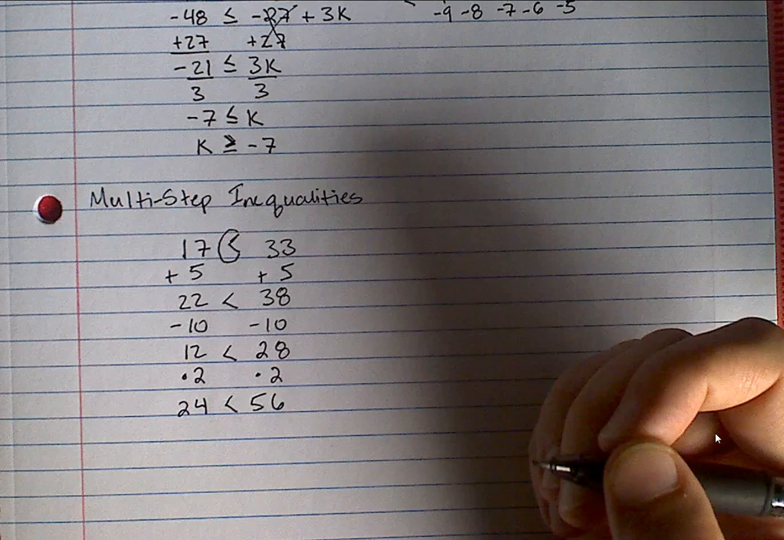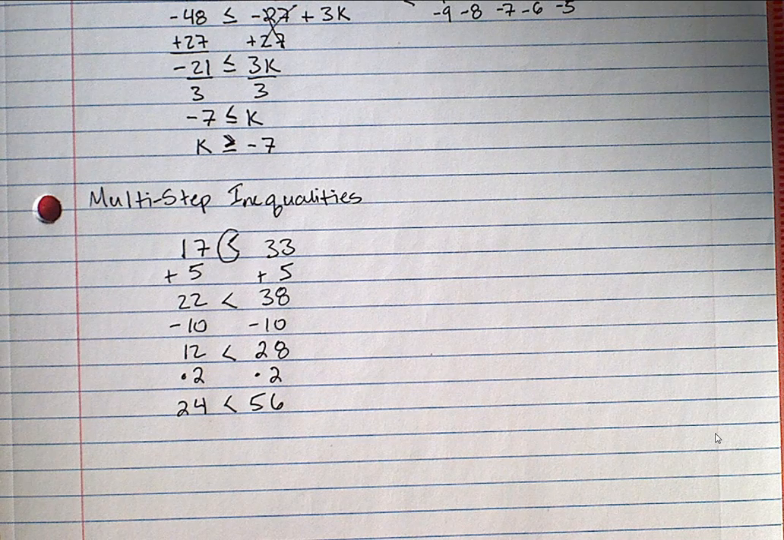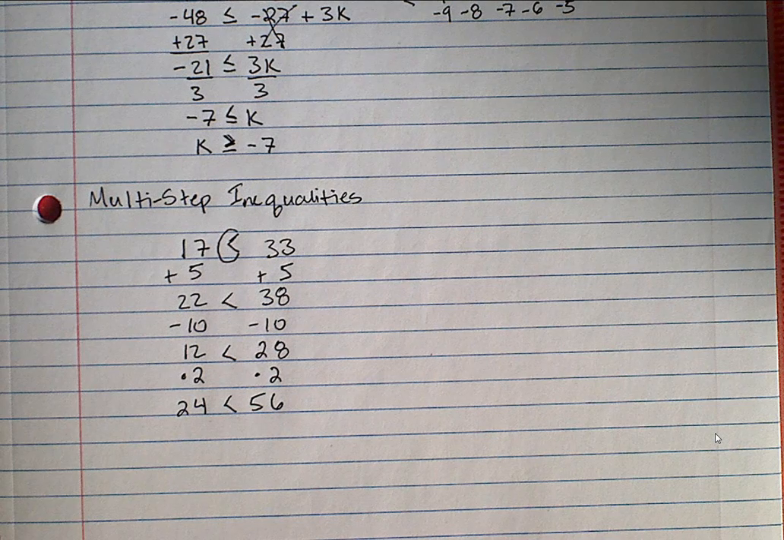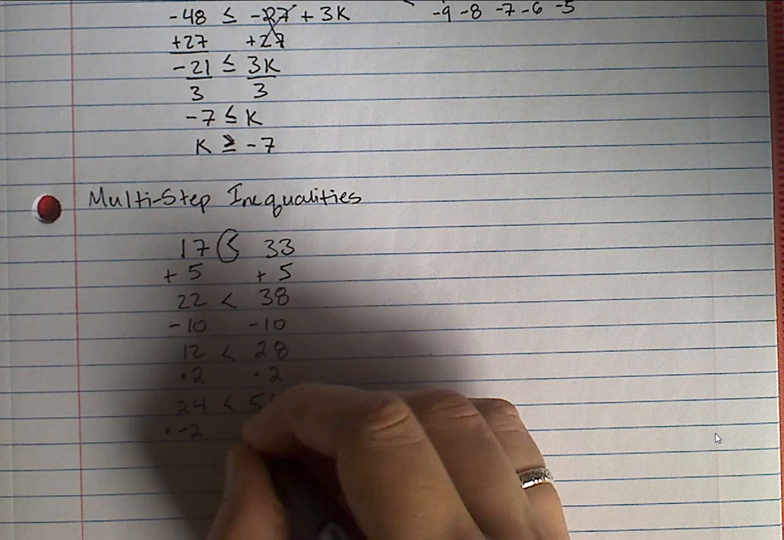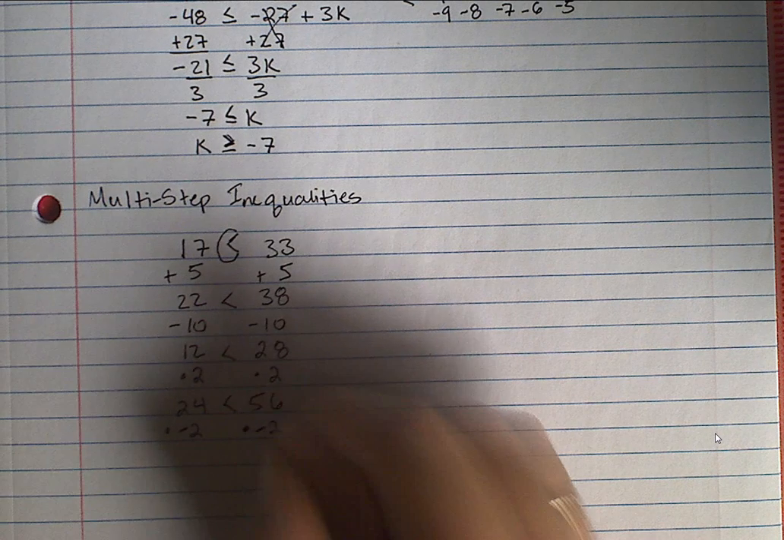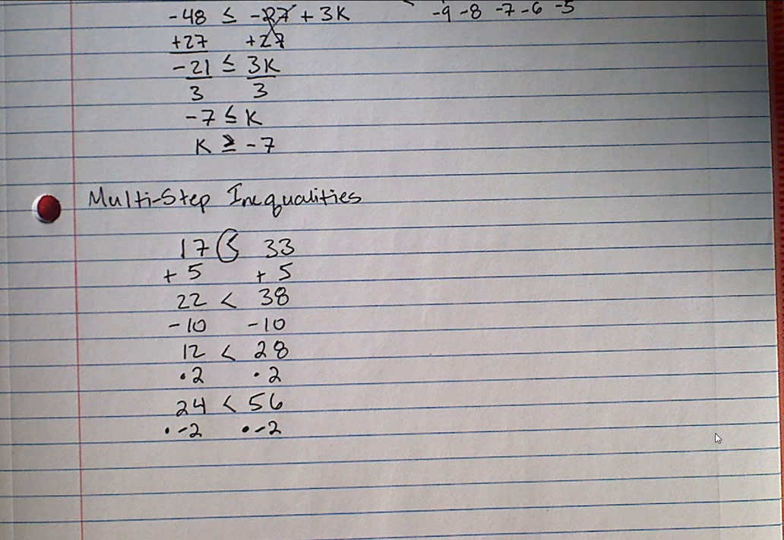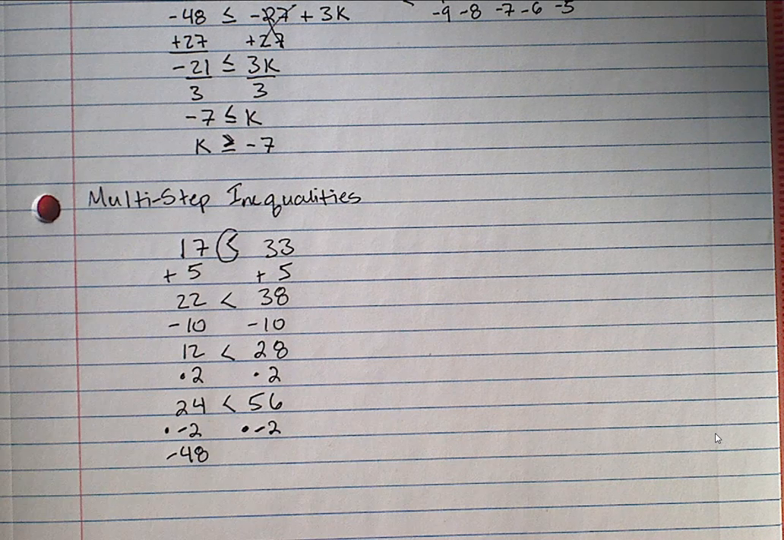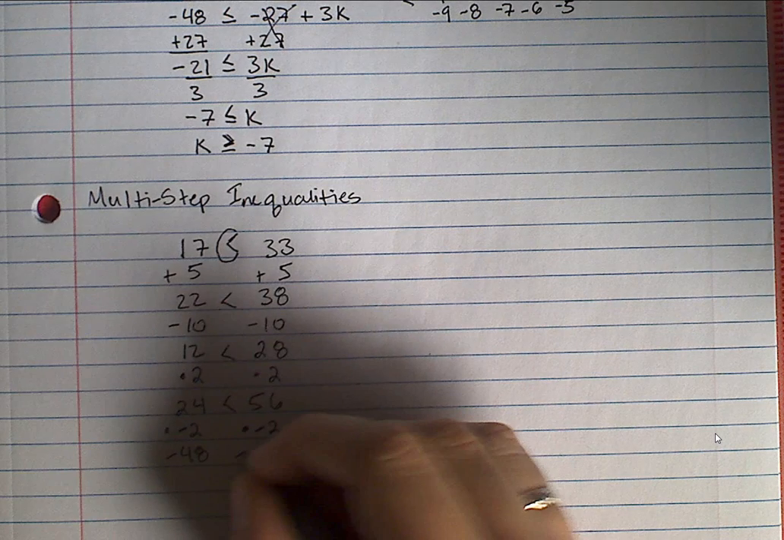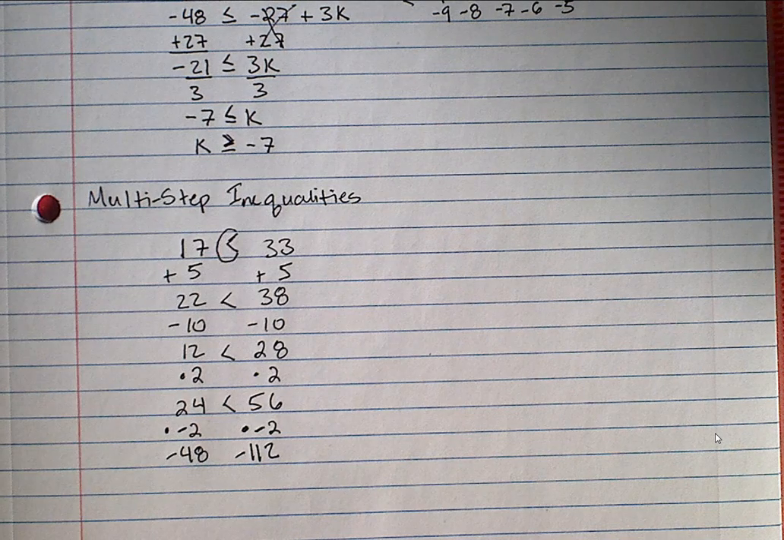All right. Now, let's do something real wacky here. Instead of multiplying by 2, let's multiply by something negative. So let's multiply by negative 2 and multiply by negative 2. And let's see what happens now. So 24 times negative 2 would be what? Negative 48. And 56 times negative 2? Negative 112. Which one's bigger now? Negative 48. The inequality flipped.